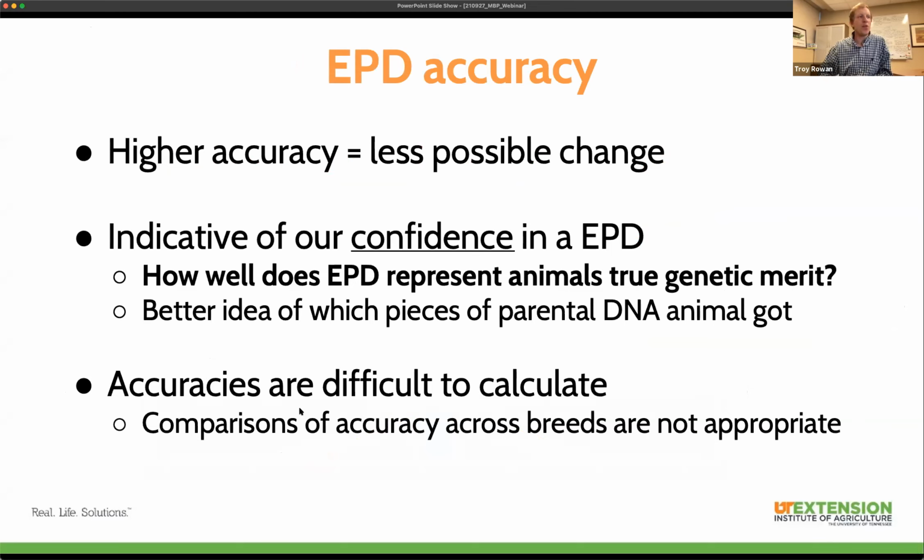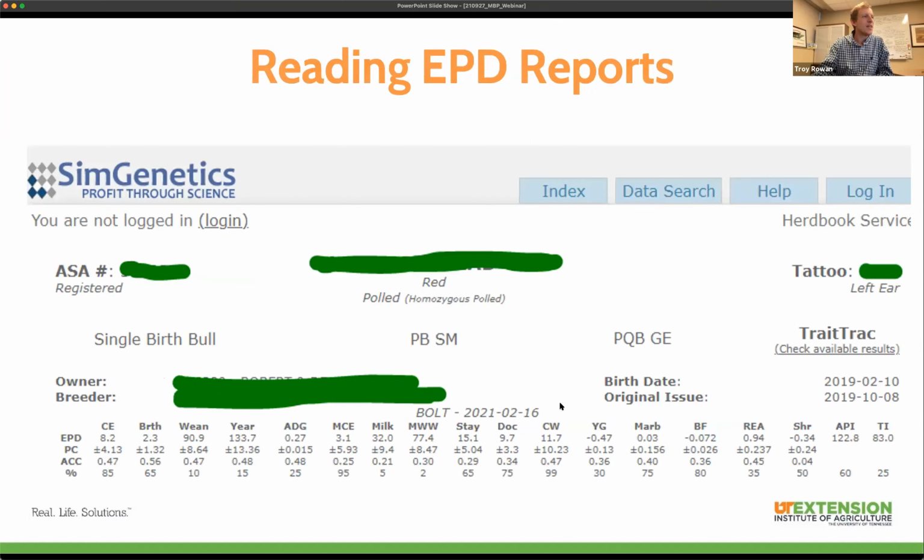And the other thing that I'll throw out here is that accuracies are difficult to calculate. The genetics community can't really agree on how we want to calculate accuracies. So there's lots of different measures of accuracy. And these are going to differ across breeds. So making a comparison between a 90% accurate Angus AI sire and a 90% accurate Simmental AI sire, because those are different evaluations, we can't make those direct comparisons with accuracy.